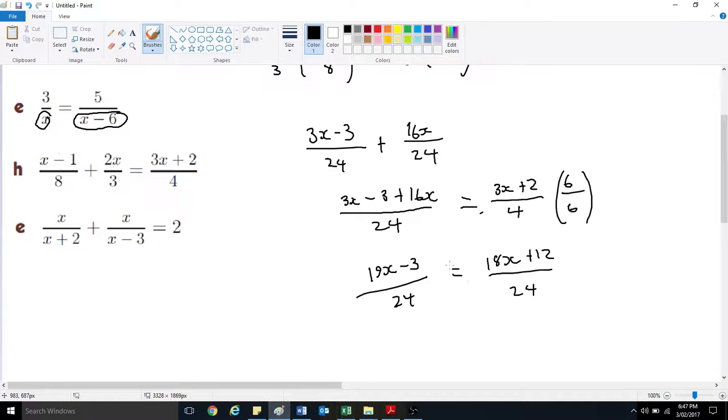Now again we can equate the numerators because the denominators are the same. We have 19x take 3 equals 18x plus 12. Should be something we're pretty comfortable doing. Take 18x from both sides. We're going to have x over here, add 3 to both sides. X is equal to 15.